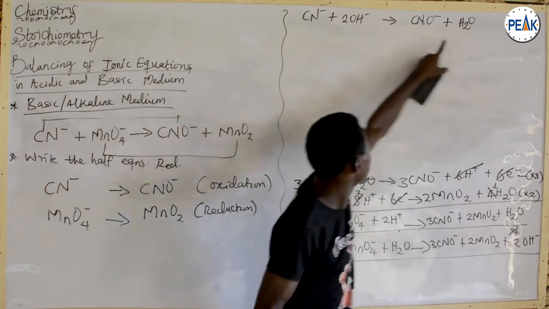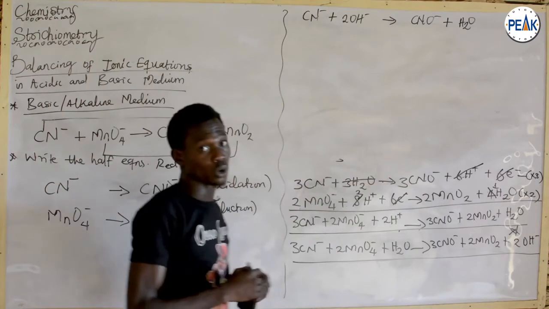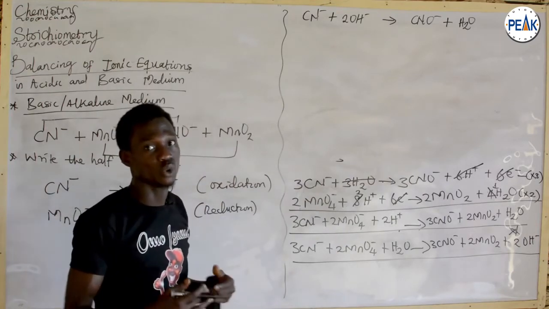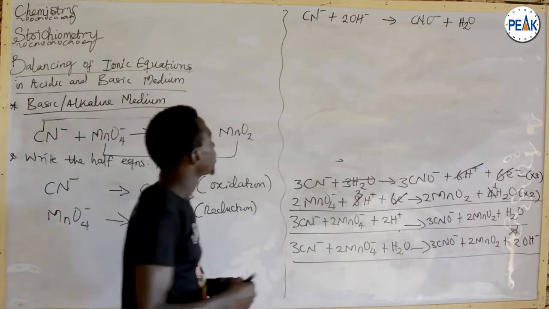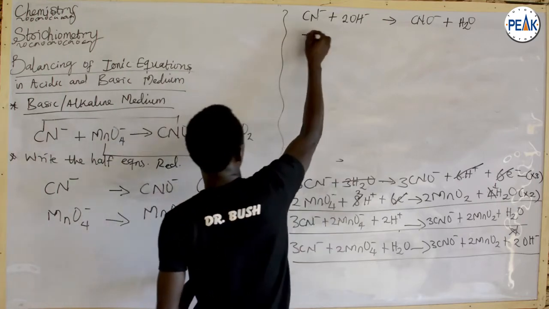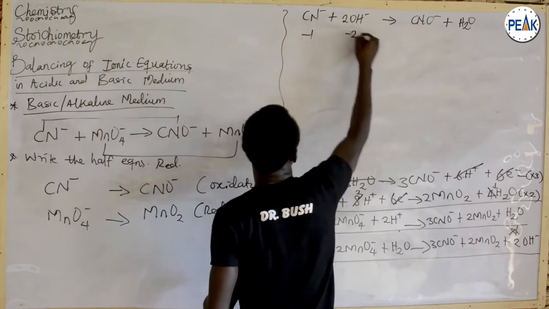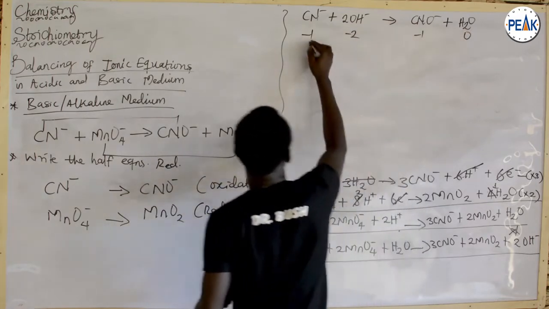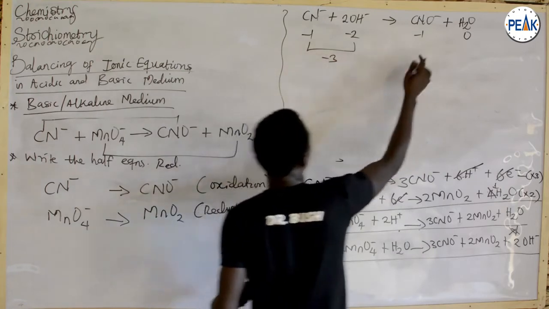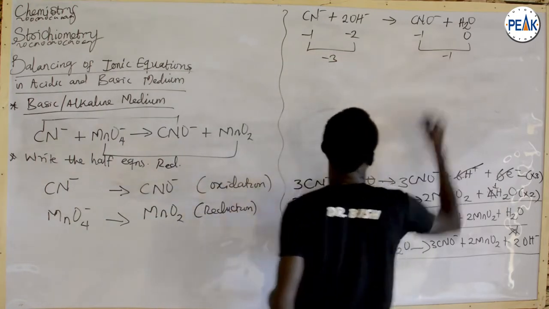I have 2 hydrogen, I have 2 hydrogen. Which means this is already balanced atomically. The next thing is to balance ionically, or charge-wise. Here I have -1, I have -2, I have -1, I have 0. The net charge on the reactant side is -3, while the net charge on the product side is -1.